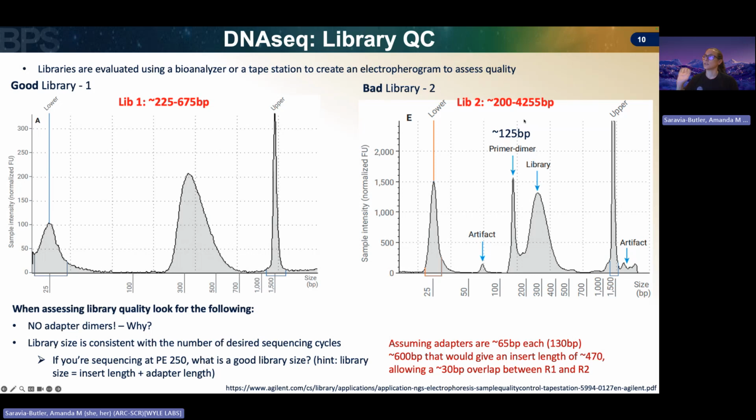And with this one, even just the library sizes here, we're looking at around 200 or so starting here at the library. And then if this artifact is part of the library too, over 4,000 base pairs, that's just a crazy range. And again, this library is definitely going to need some additional cleanup, or maybe just even restart and build the library from scratch.